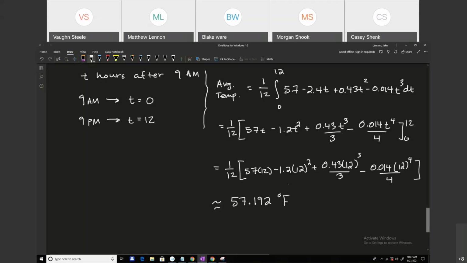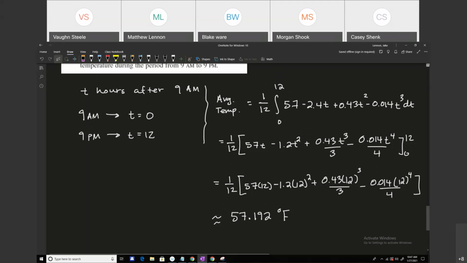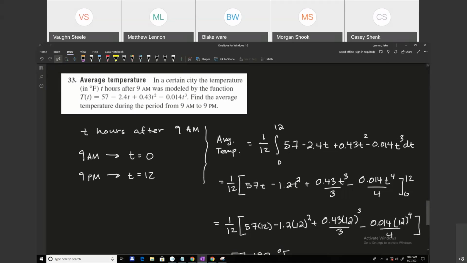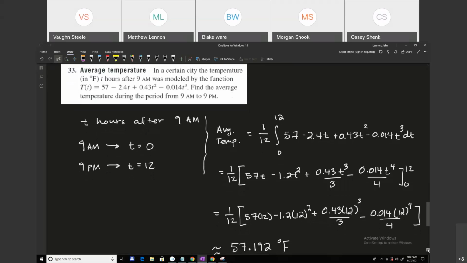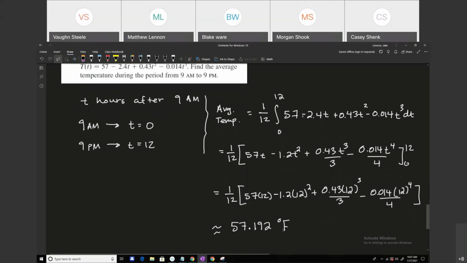Let's look at the problem to see if it tells us a location. In a certain city. Yeah, it would be nice if we actually knew what the city happened to be. But this is number 33. There's two ways of checking your answer. You could either go to Desmos and do the integral like we've been doing. I think in the book, though, for odd exercises, it gives answers. So I don't know how difficult that would be to find.